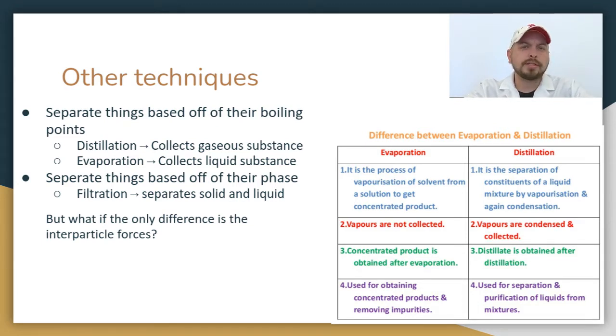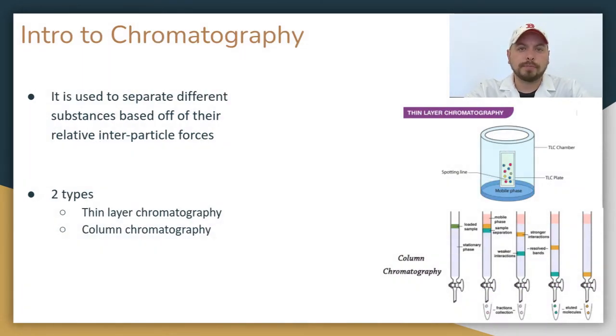But what happens if you have something which only differs, relatively speaking, in their interparticle forces? This is where chromatography can come in. We use chromatography to separate different substances based off of their relative interparticle forces. So let's take a look at the two types of chromatography that we use and how they differ, but also how they are very similar in a lot of ways. Let's get started with thin layer chromatography.